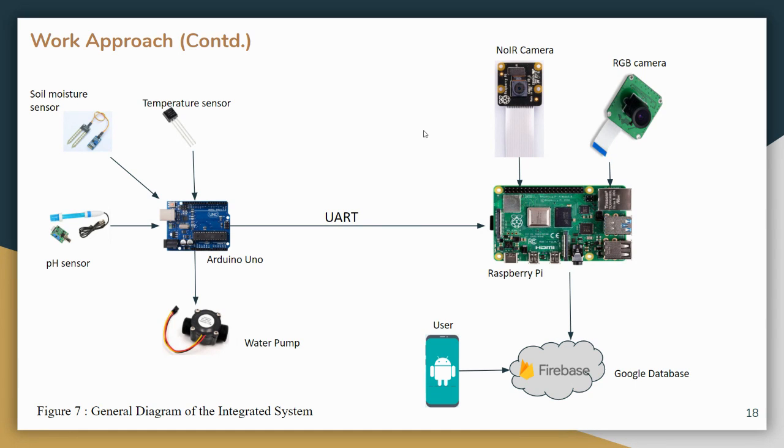Now, this integrated system consists of two processors. First is the AVR ATmega328P, which is used by the Arduino Uno. The Arduino Uno basically takes the sensor data provided by three sensors. First is the temperature, second is the soil moisture, third is the pH. These sensors give the data to the Arduino Uno, and this data is then transferred to the Raspberry Pi SoC using a serial communication protocol, which is the UART.